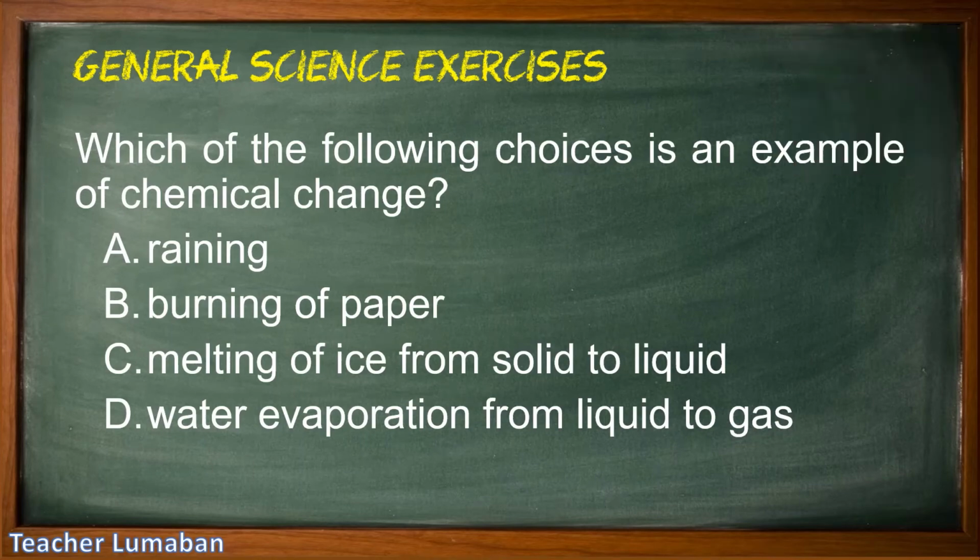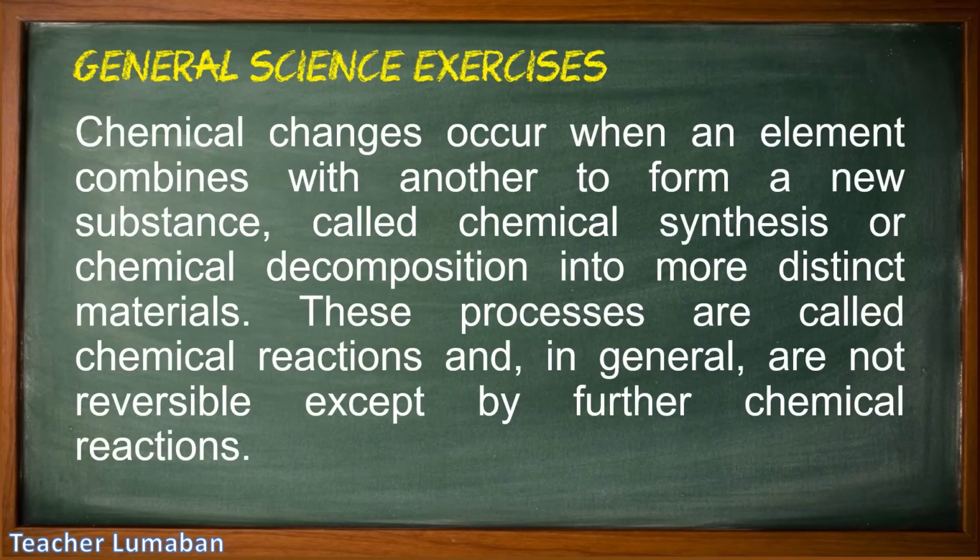The correct answer is letter B, burning of paper. Chemical changes occur when an element combines with another to form a new substance, called chemical synthesis, or chemical decomposition into more distinct materials. These processes are called chemical reactions and, in general, are not reversible except by further chemical reactions.